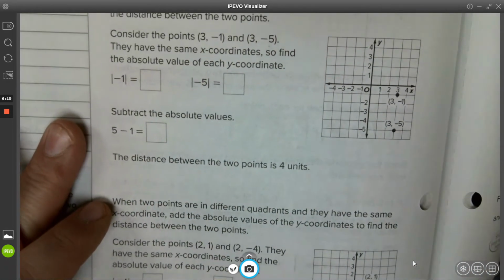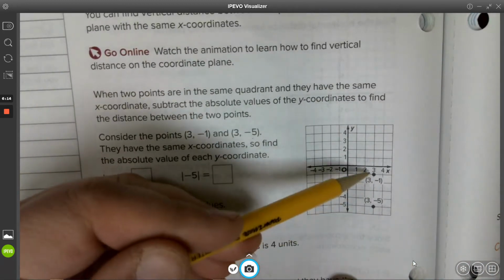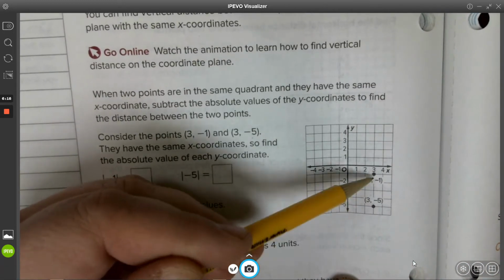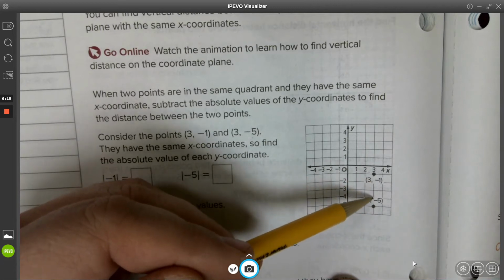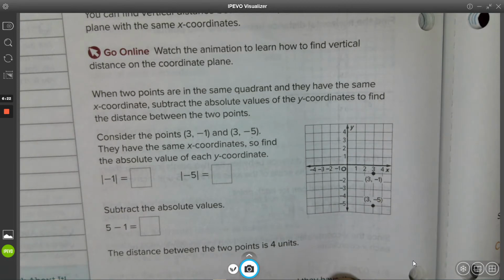Now, let's do the same thing, but talk about it vertically. So one on top of the other. If it's in the same quadrant, same rules still apply. Same quadrant, we subtract. Different quadrants, we add.